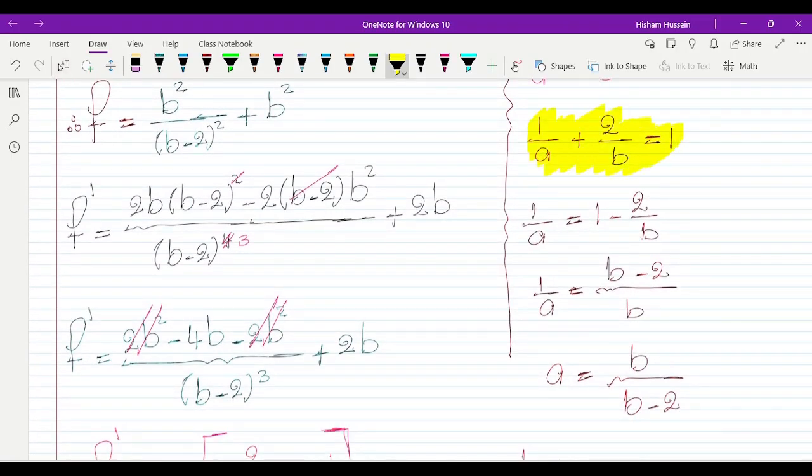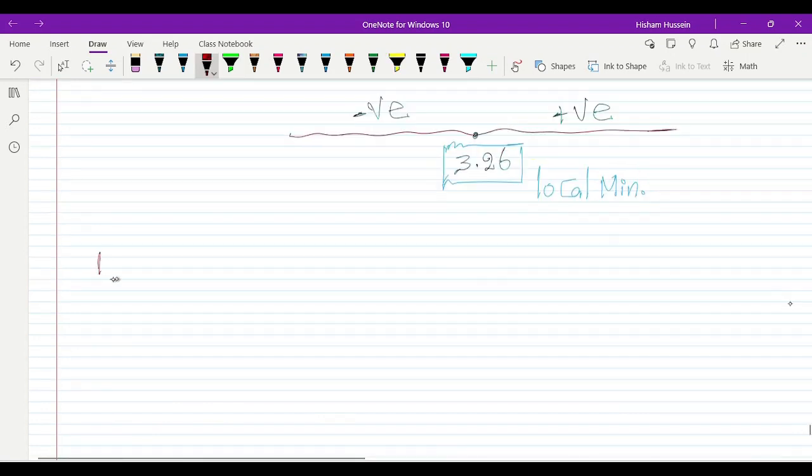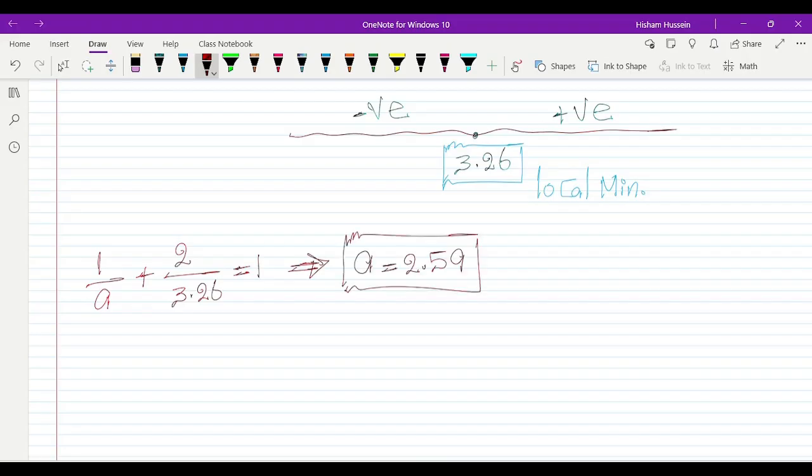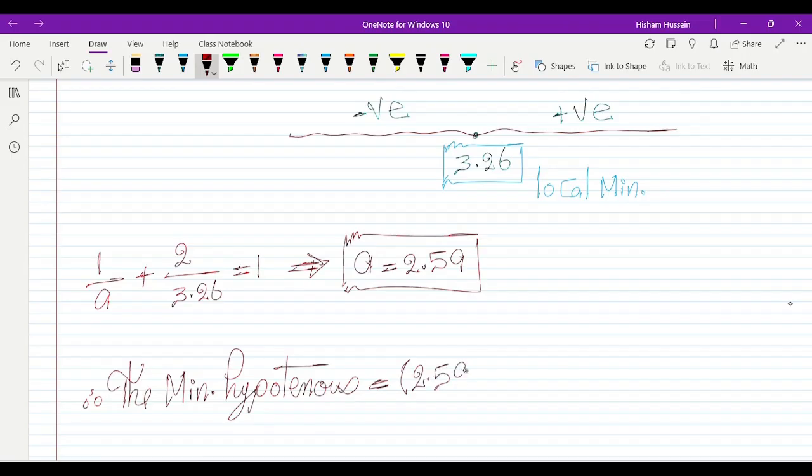Substituting in this relation between A and B, we can find the value of A. Then 1 over A plus 2 over B, B is 3.26, equals 1. So A will be 2.59. So this means that the minimum hypotenuse is A square plus B square, which is 2.59 square plus B square, which is 3.26 power 2.